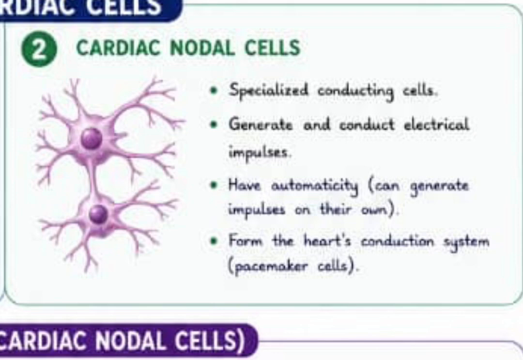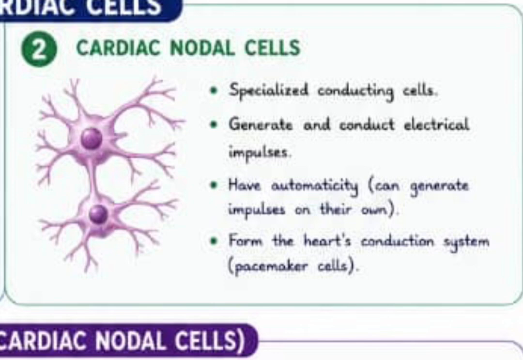Are you getting now? So when they generate electrical impulses and pass them on, they transfer them into the contractile cells. The contractile cells are what we call the cardiac muscle cells, which contain the atrium and the ventricle. So the action potential is generated from the cardiac nodal cells, and they send it to the cardiac muscle cells for contraction.